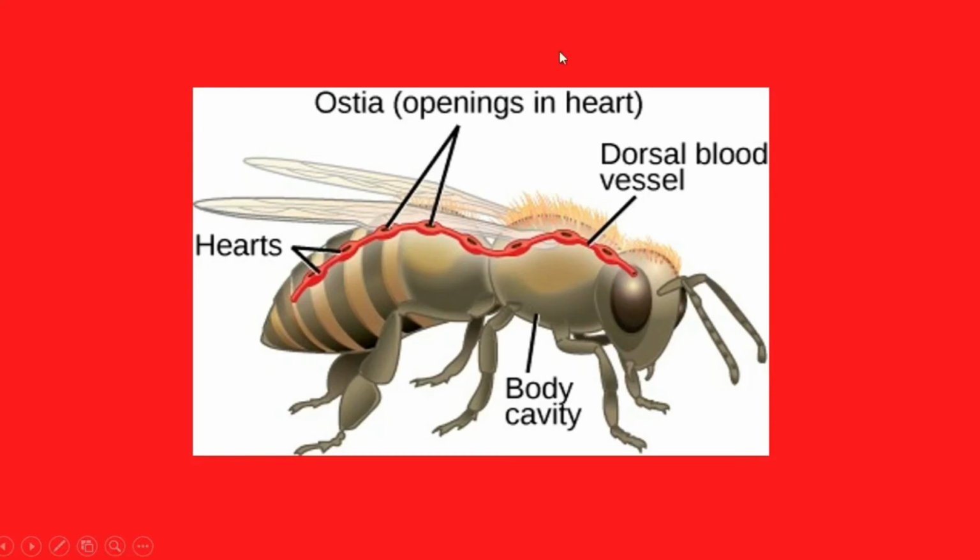What is happening here is this long tube, the heart, is the pumping organ. As it beats and as the animal moves, the hemolymph moves toward the head of the organism and circulates around the organs within the hemocoel. And it then re-enters the heart through openings called ostia. This movement allows for gas and nutrient exchange.